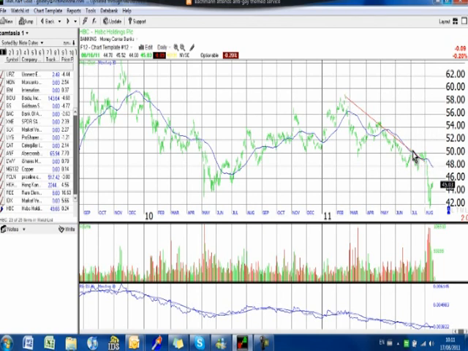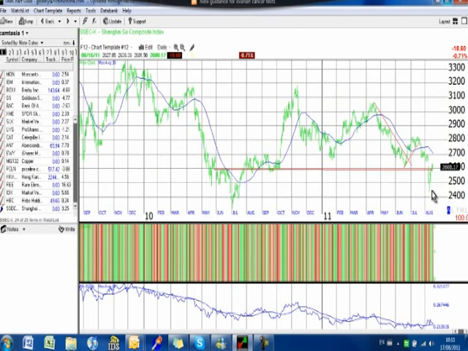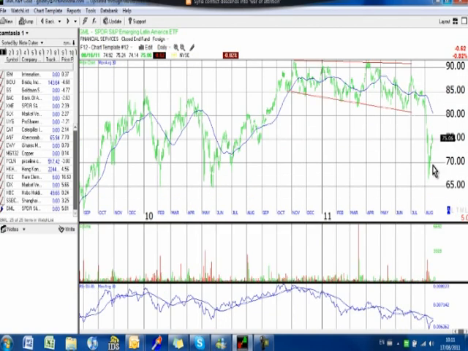HSBC had broken out of this downtrend, had a bottom here, was looking positive. It's slashing staff around the globe, and boom, it collapsed. 50 to 42, 8 points, 15% move. Shanghai market again broke below this support, but has managed to regain it. Possibility there that could be positive.